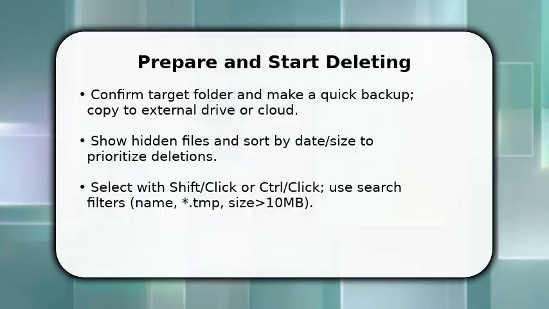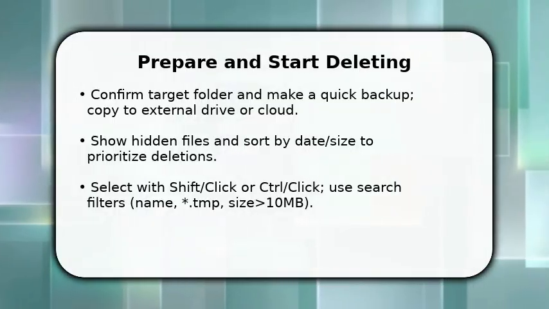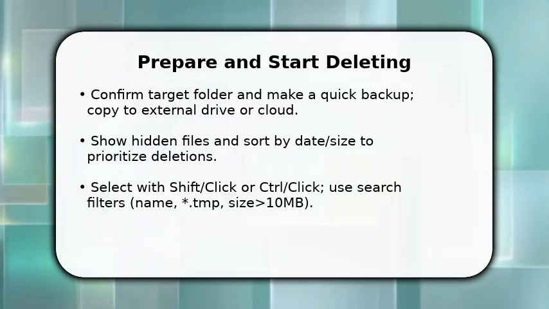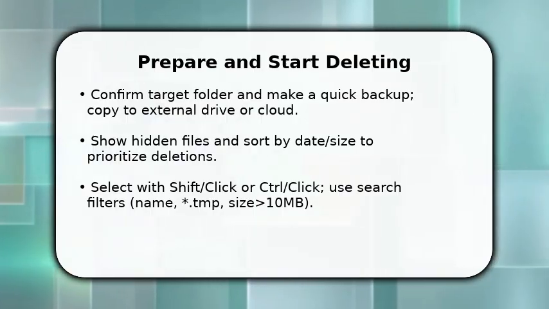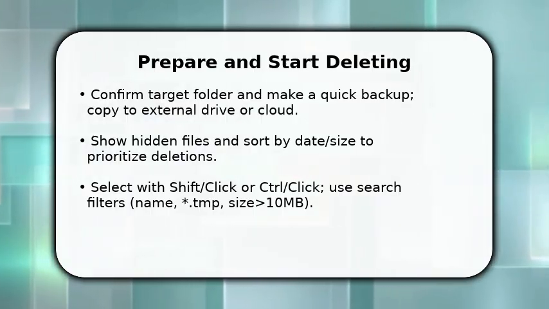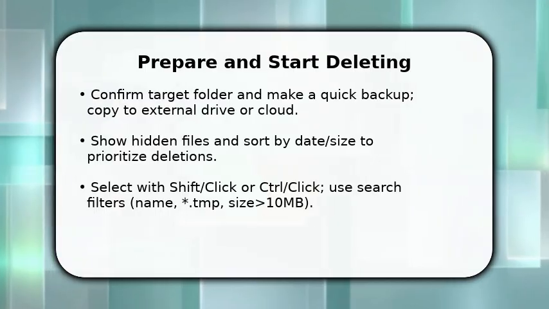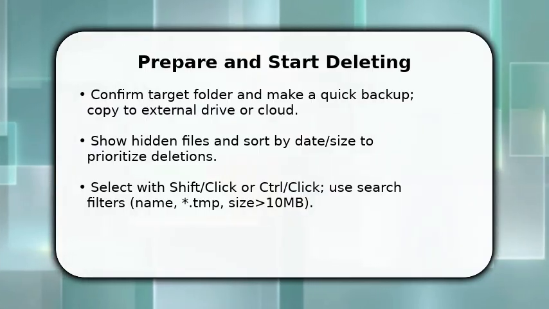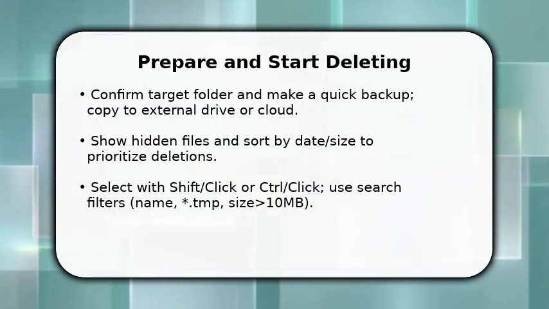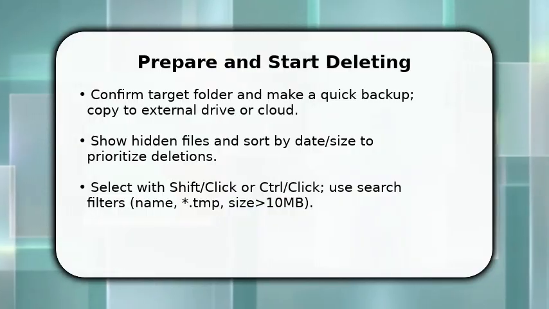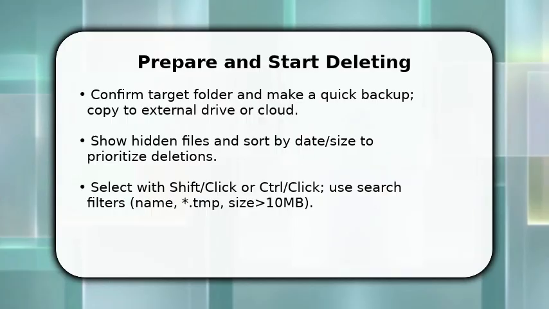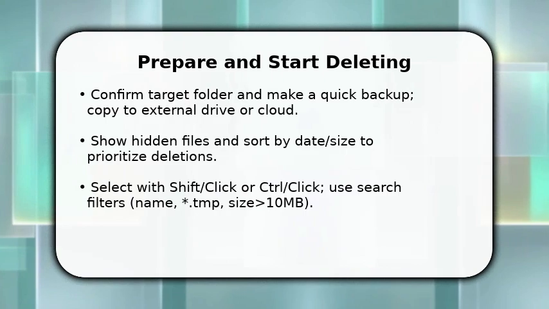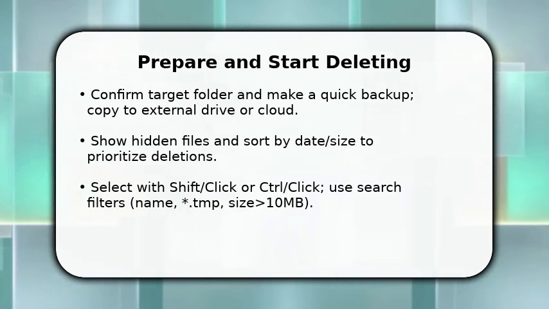Enjoy the video. You begin by confirming the exact folder and making a quick backup so you can recover if needed. Once done, reveal hidden files and sort by date or size to find candidates quickly. Next, select files using Shift-click for ranges or Control-click for specific items. Use the search bar with filters like *.tmp or size 10 MB to narrow results. Make sure to check recently modified items before you delete, because visible selection reduces accidental removal.